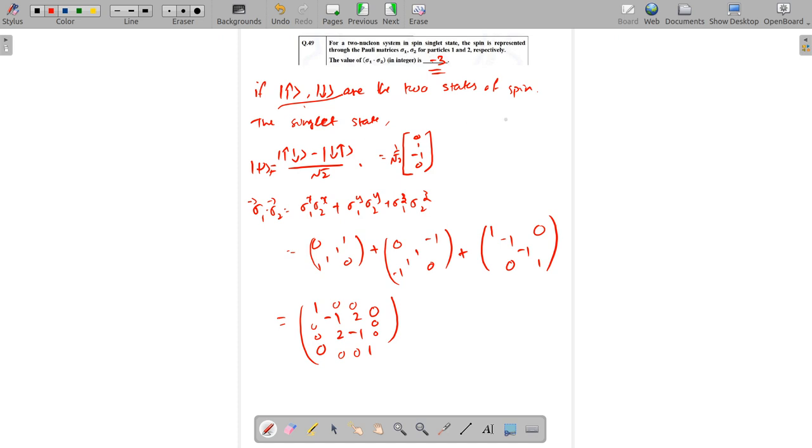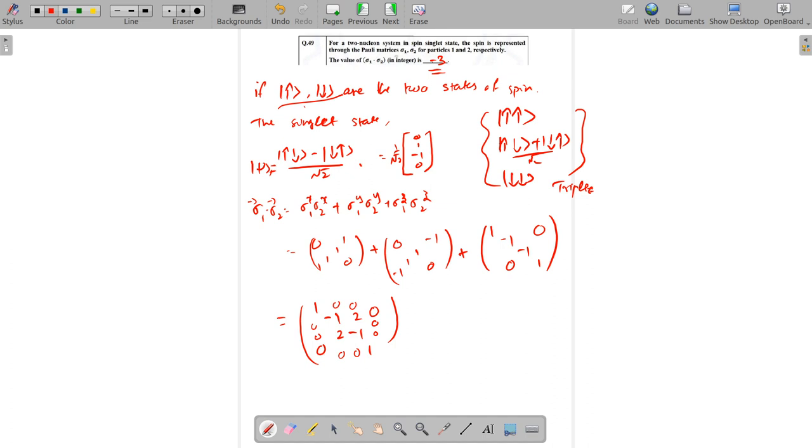There is also a triplet state, which is a combination of three states. So you have up up, up down plus down up divided by root 2, and down down. This is called the triplet state, because there are three, and this is only one. A matrix representation of this state is that you can write it in this matrix form with up up, up down, down up and down down.